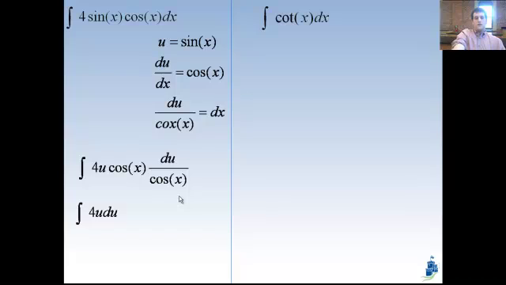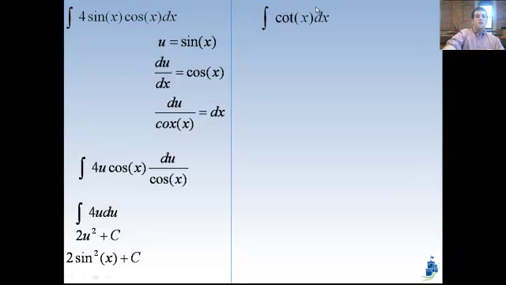So you can cross those out, and you're left with the integral of 4u du, which of course is just 2u squared plus c. Then the final step is to simply replace the u with the sine to give us 2 sine squared of x plus c. Remember that sine of x squared, the whole quantity, is the same as sine squared of x.